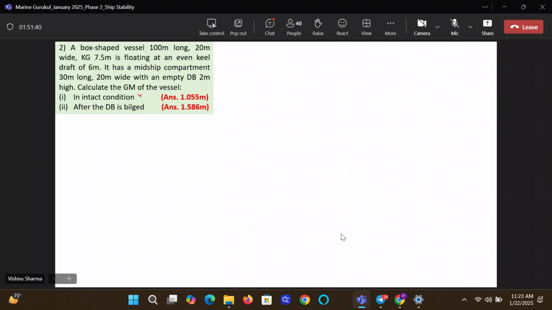Anyway, guys, please focus here now. This intact condition is the same. The answer is the same. It's the same ship. The only thing is, what I've done is I have brought in the double bottom, DB, here. So when it is intact, whether DB is there or not doesn't matter. Ship is intact. We are doing part 2. Bilged condition straight away, guys.